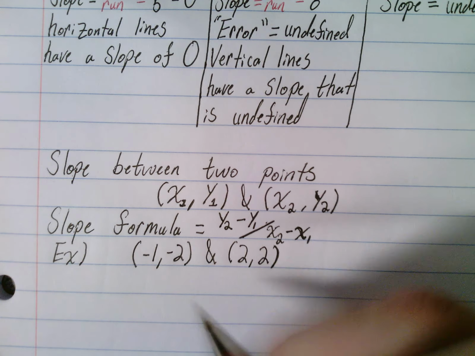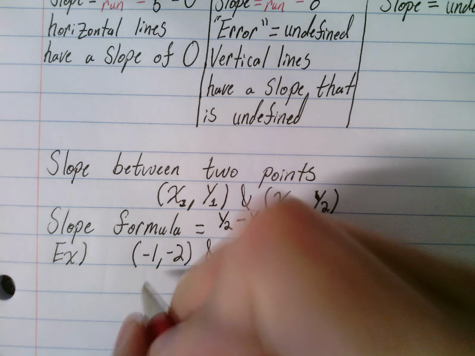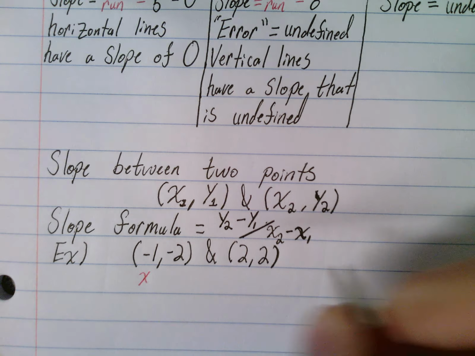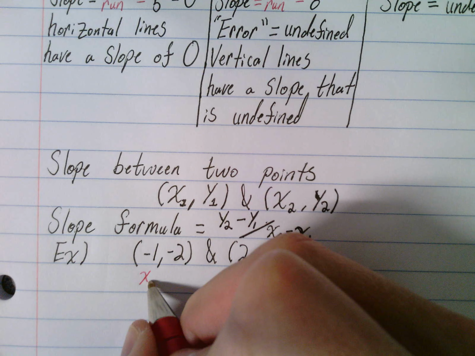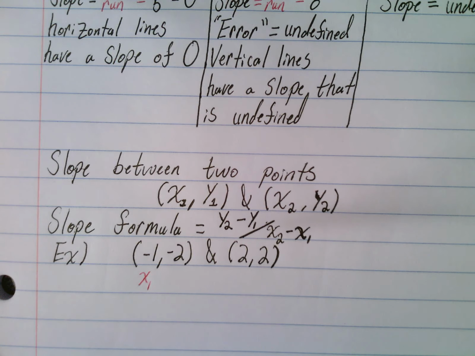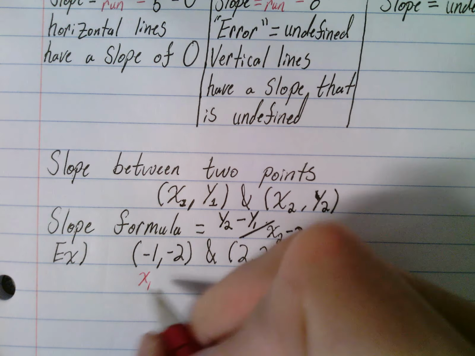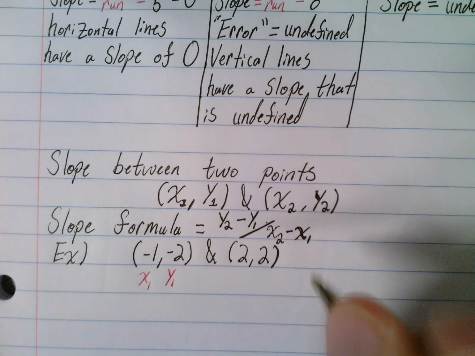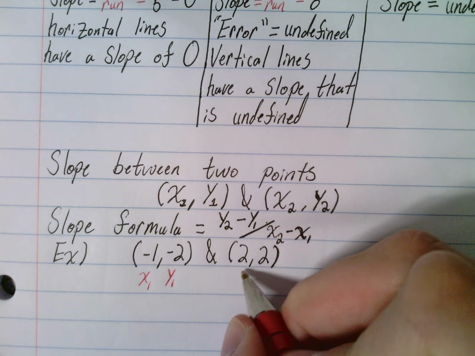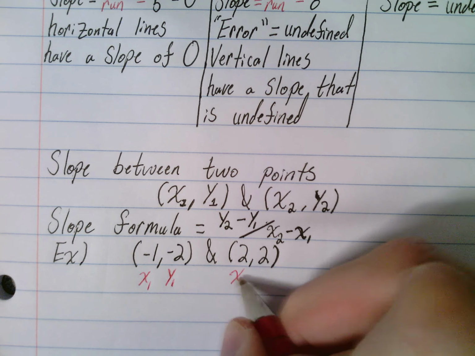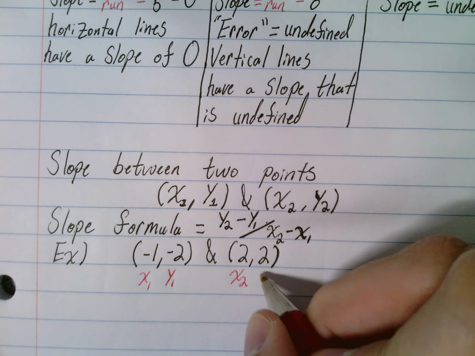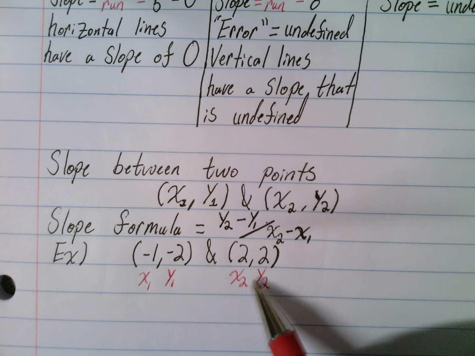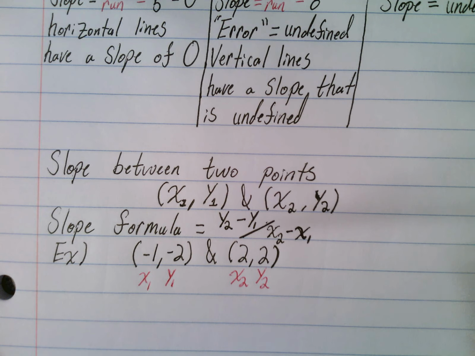Well, let's label what each of these numbers is. This first number is my x what? It's my x1. What is the second number? y1. What's the third number here? x2, and fourth number, y2. So now I just plug these numbers into this formula where I see them.